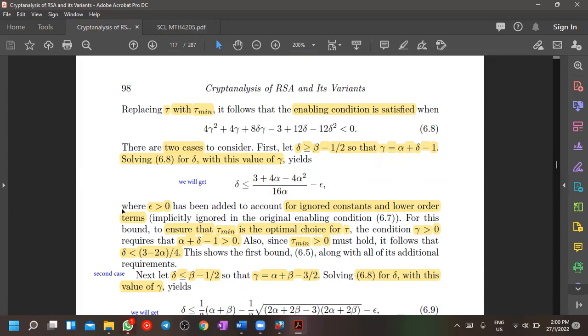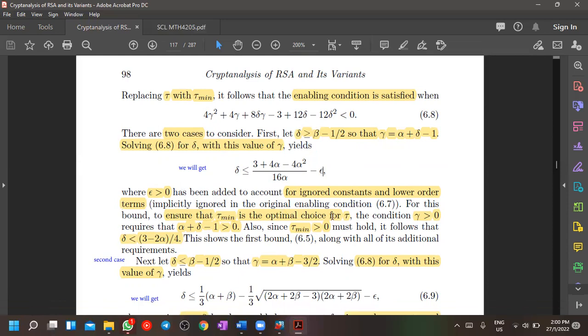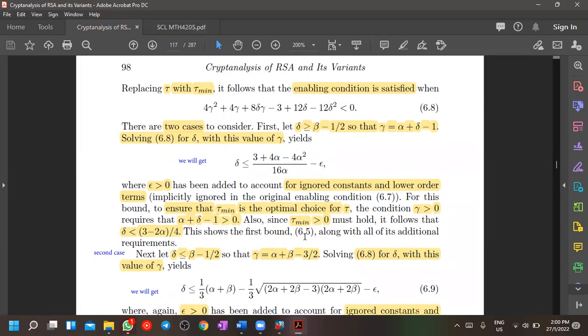For this bound, to ensure that tau mean is the optimal choice of tau, the condition gamma is positive requires that alpha plus delta minus 1 is positive. Also, since tau min is positive, it follows that delta is less than (3 minus 2 alpha) over 4. This shows the first bound 6.5 along with all of its additional requirements.